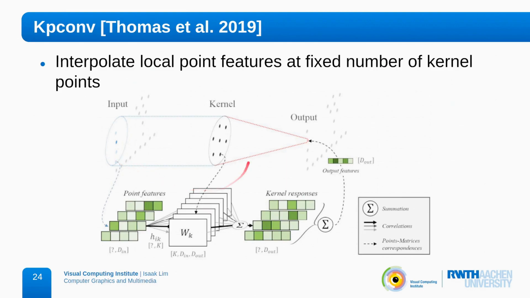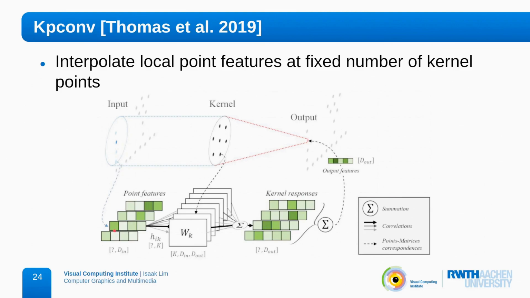actually fixing a set of kernel points, shown here in black. And then for each kernel point, we compute the kernel response at that kernel point by interpolating the features of the input points within a certain neighborhood based on the distance to that particular kernel point. So here, this is shown on the bottom, where this weighting or interpolation function is called h, and the thickness of the arrows indicates how high this point feature is weighted.